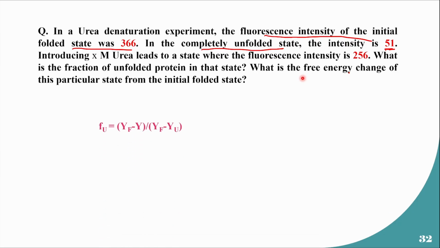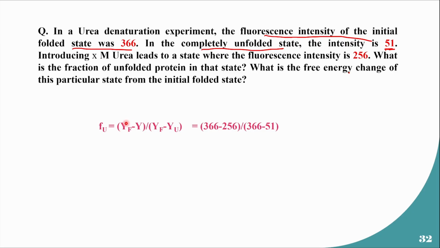Here, for the fraction of the proteins at this particular state where the fluorescence intensity is 256, we can calculate the fraction unfolded. So that is the formula. The formula is like this basically: y_f minus y divided by y_f minus y_u.